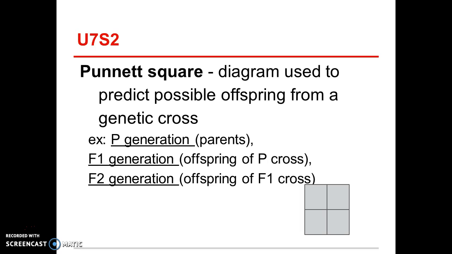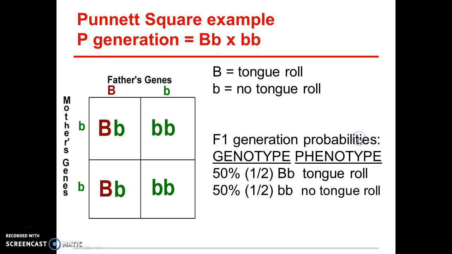So P is the starting parent generation. F1 actually stands for filial, but F1 is the offspring to the parent generation, and F2 is the offspring to the F1. All about offspring. So here's an example, and I suggest putting this in your notes, and we will be making these like crazy. But I have 2 examples for you.